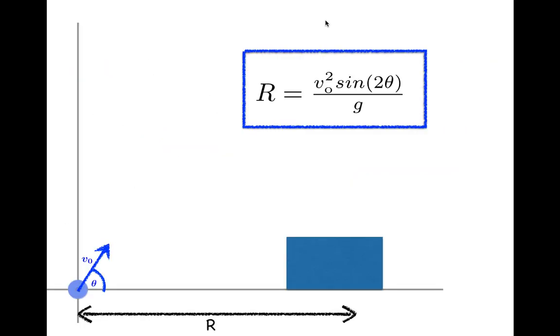I want to end with a final thought. The range equation is wonderful, and students often like it so much that they try to apply the range equation in every situation, even when it isn't appropriate to do so. Let's take a look at a new situation in which a box has been placed in the path of the projectile. Let's launch the projectile again to see if the range equation may still be applied.